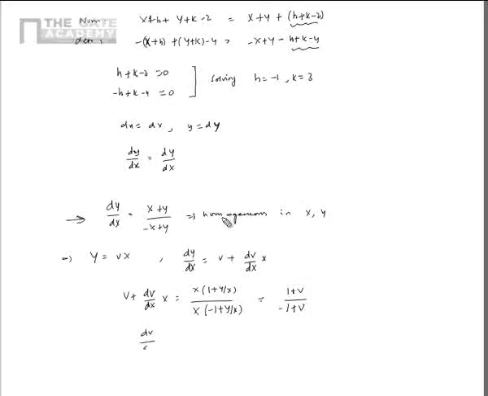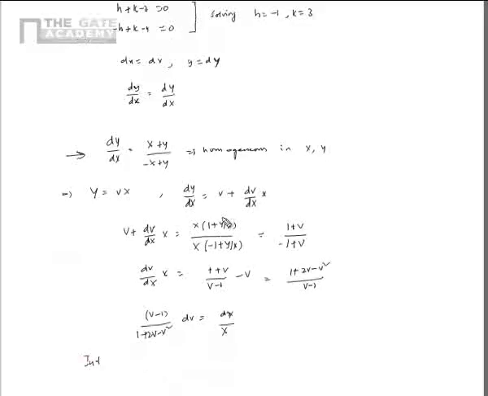Now trying to bring it into variable separation form, X dv by dX is equal to 1 plus v by 1 minus v minus v. So this I can always write in this way. If I simplify, I'll get something like this. Now keeping it in variable separation form, I can write 1 minus v over 1 plus 2v minus v square into dv is equal to dX by X. Just integrating on both sides.